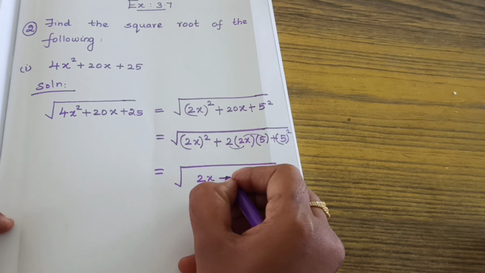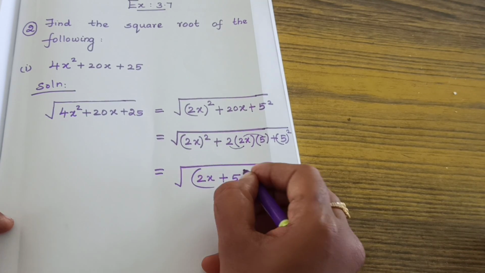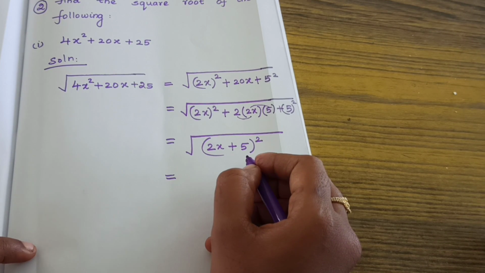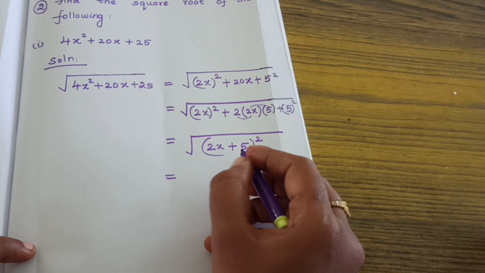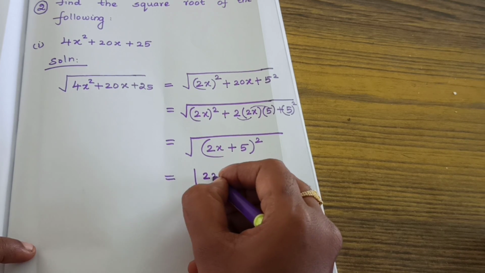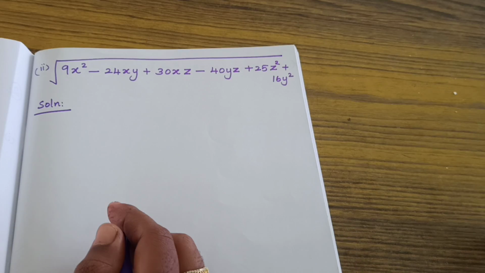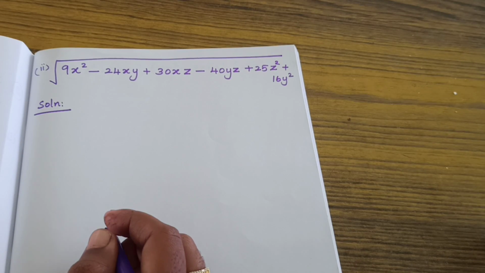So, a plus b the whole square. Now, the square root and square get cancelled. So, what is the final answer? Modulus of 2x plus 5. That's all. Very easy, no? Okay, let's move to the second question.